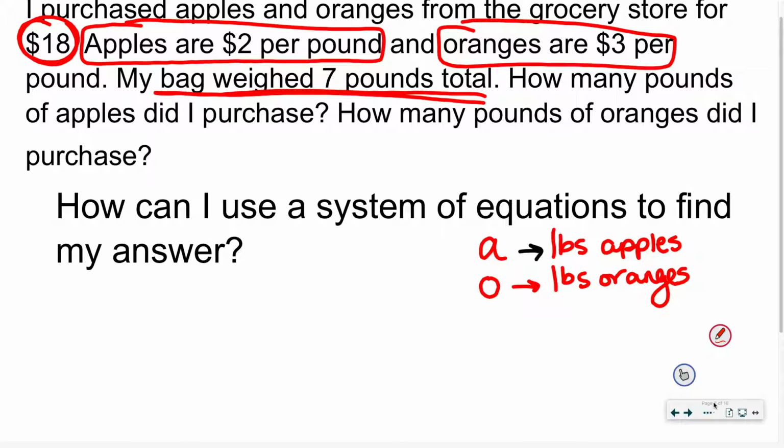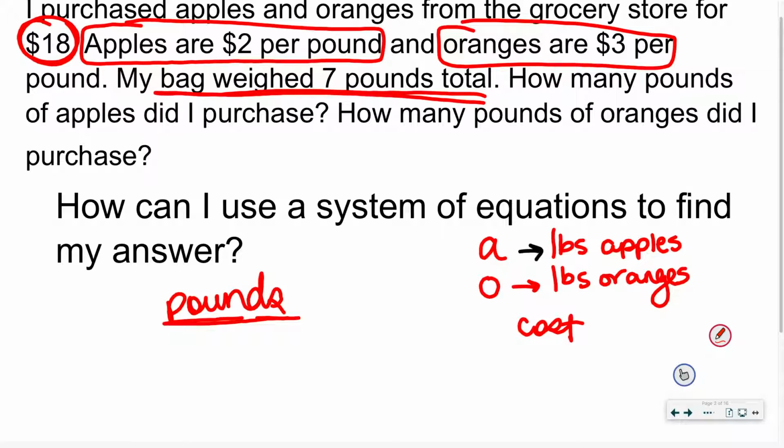The bag. What about the bag? It was a total of 7 pounds. So one of our equations represents pounds. Based on the information that's given, if one of the equations represents the pounds, what would the other equation represent? The cost. The other one would represent the cost, the amount of money spent.